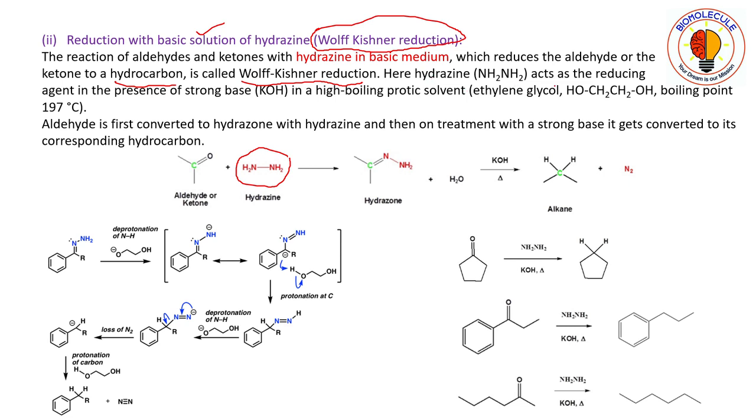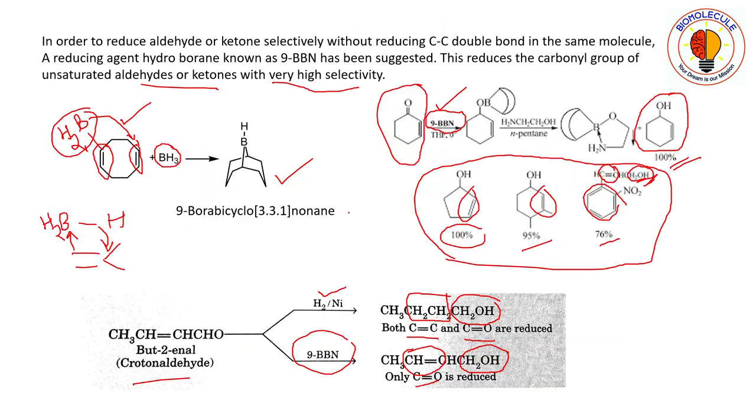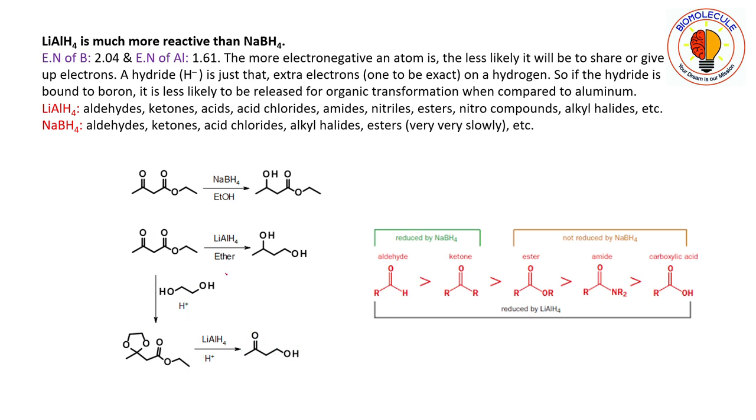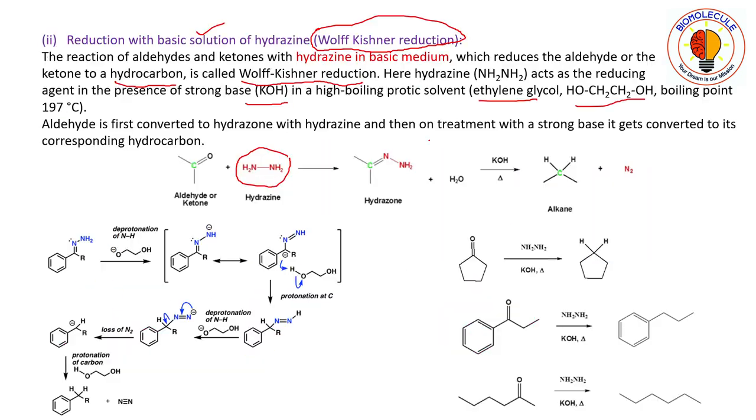Here hydrazine acts as the reducing agent in the presence of strong base KOH in a high boiling protic solvent, ethylene glycol. This is the molecular formula of ethylene glycol. So this one is your ethylene glycol, this molecule, which has a high boiling point, that is around 200 degrees Celsius.